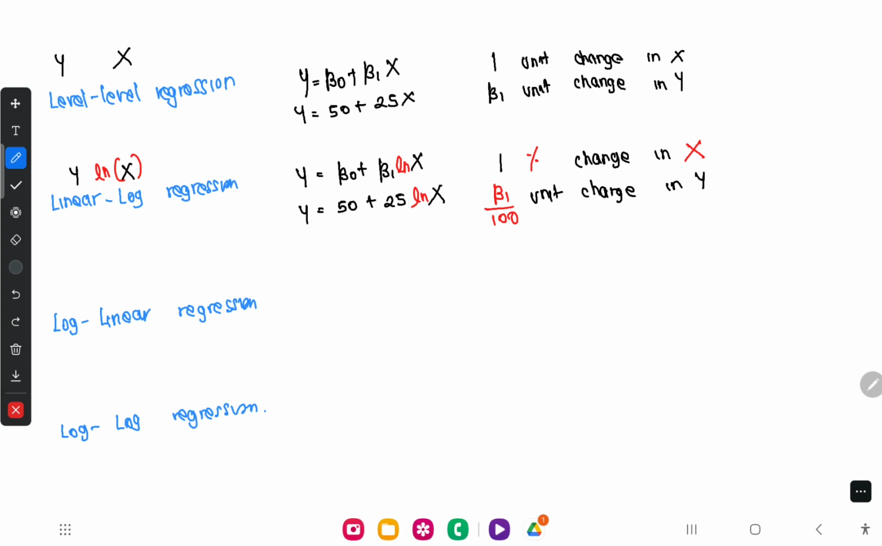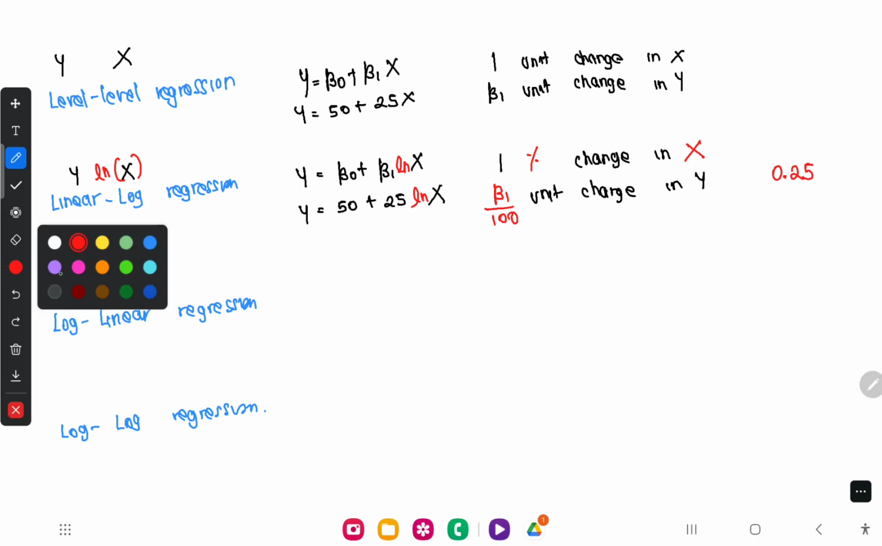So in such cases, when interpreting the variable, we have to divide the beta 1 value by 100. So how do we say it? A 1% change in x, a 1% increase in x will cause 25 divided by 100, which is 0.25 unit change in y. Understood, guys? 0.25 unit change in y. Let's move on to the next one.